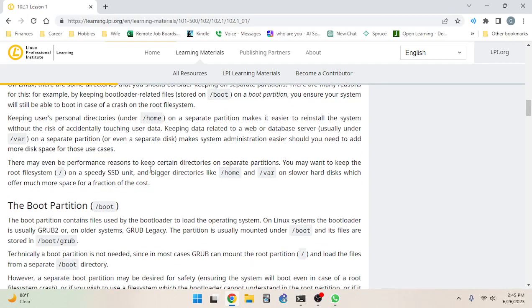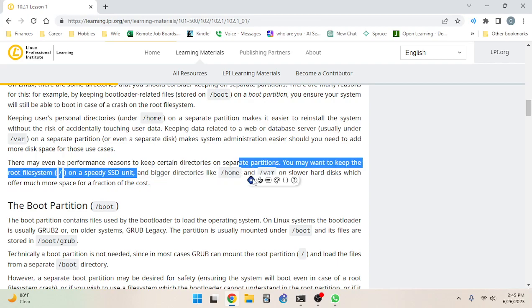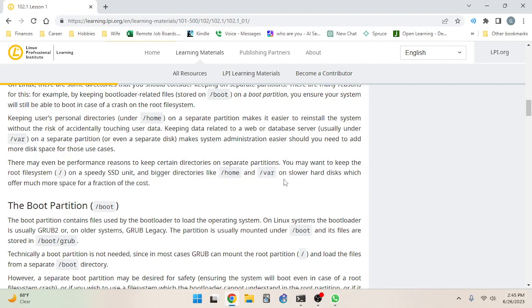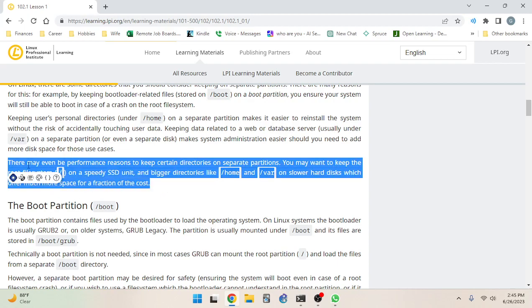There may even be performance reasons to keep certain directories on certain partitions. You may want to keep the root file system on a speedy SSD unit, and bigger directories like /home and /var on slower hard disks, which offer much more space for a fraction of the cost. So yep, that's a really good thing.